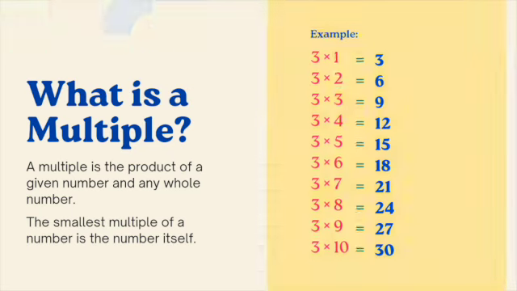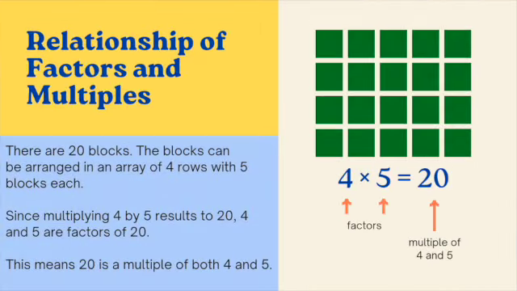So, to summarize the relationship of factors and multiples, you can see there are 20 blocks. They are arranged in an array of 4 rows with 5 blocks each. And multiplying 4 by 5 results in 20. So 4 and 5 are factors of 20, while 20 is a multiple of both 4 and 5.